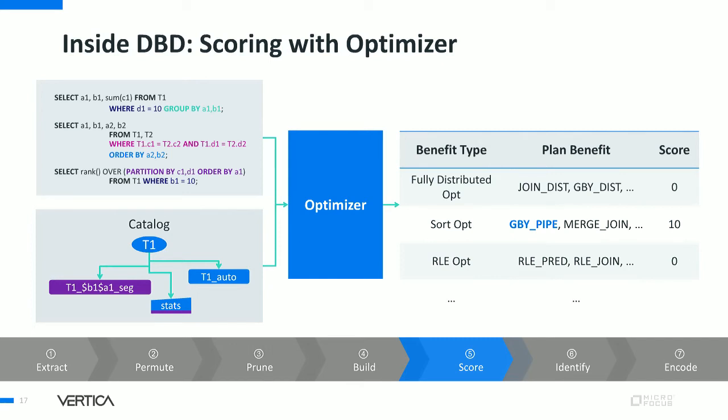DBD will go through the query plan and investigate whether there are certain benefits being achieved. The benefit list has been growing over time when optimizer adds more optimizations. Let's say in this case, because the projection candidate can be sorted by B1 and A1, it is eligible for group by pipe benefit. Each benefit has a preset score. The overall benefit score of all design queries will be aggregated and recorded for each projection candidate.